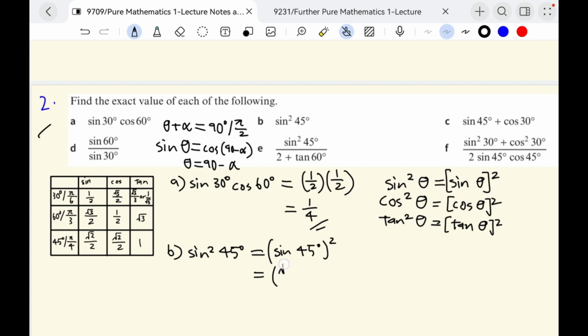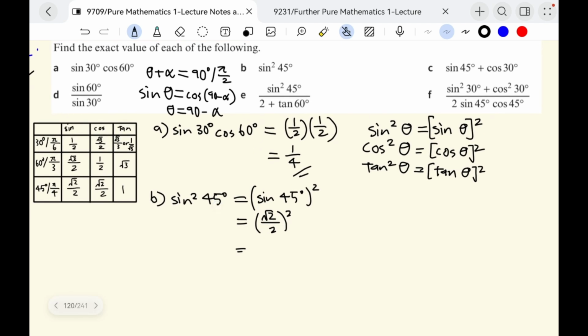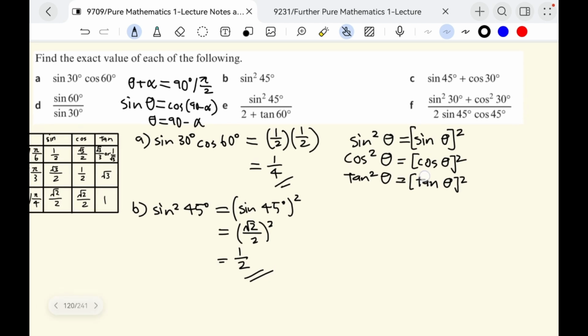So it is root 2 over 2, and then squared. So using the indices rule, the square of root 2 is 2, and the square of 2 is of course 4. So it's a half after you simplify it. So the answer is half. Okay?